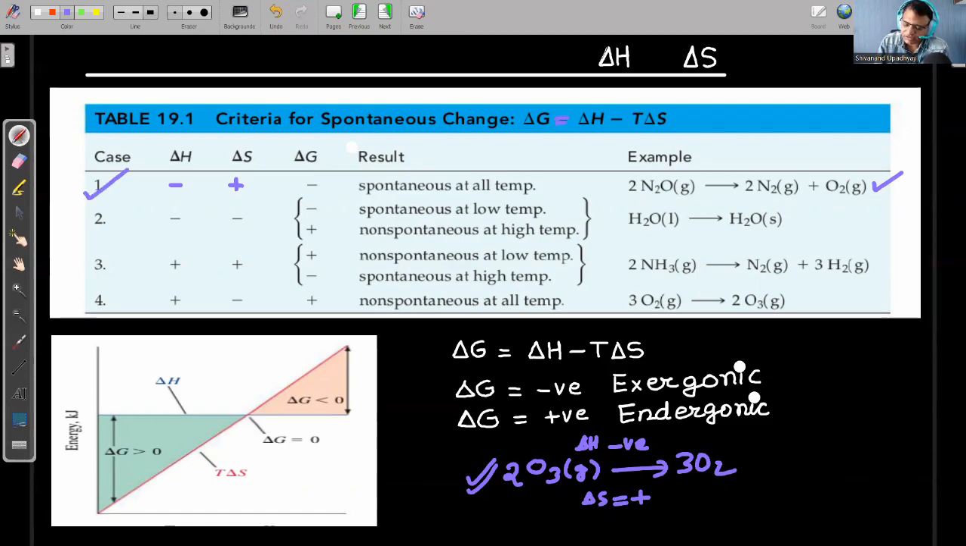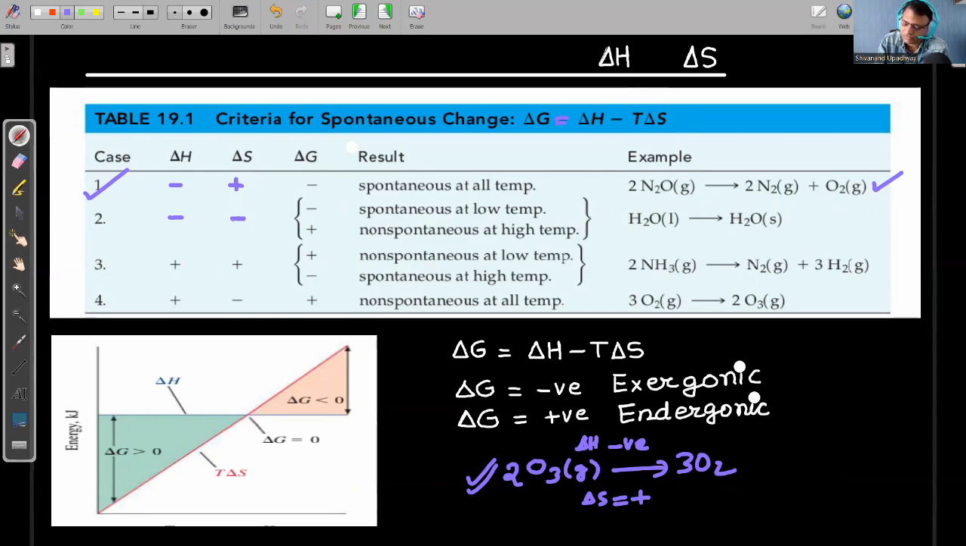The second example is an exothermic reaction where delta H is negative and delta S is also negative. When delta S is negative, it means minus T delta S will be positive. So one term is negative, the other term is positive. So the temperature will decide at what condition this reaction will be spontaneous.